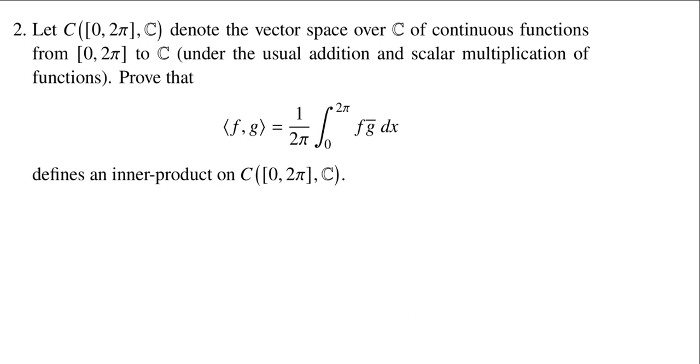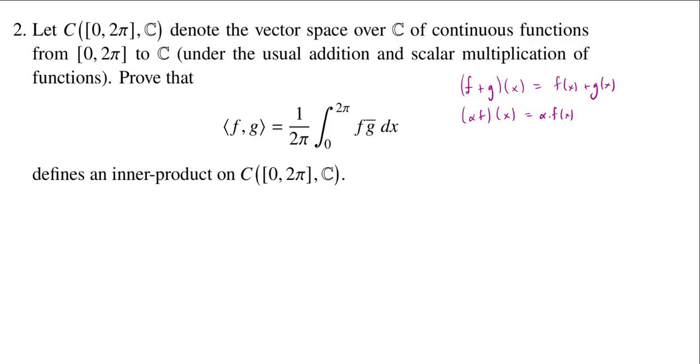And this is a vector space under the usual addition and scalar multiplication of functions. So remember, this means that if I have two functions f and g, defined on 0 to 2 pi, then I can evaluate them at some point x between 0 and 2 pi by simply adding the values of f and g at that point x. And if I want to multiply f by some scalar and then evaluate at some x, I just evaluate f at x and multiply by that scalar.